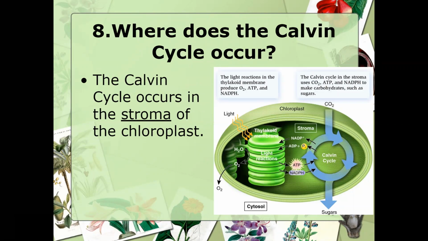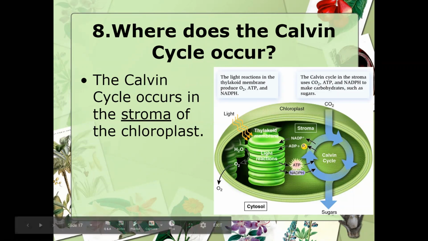So once again, where does the Calvin cycle occur? The Calvin cycle is going to occur in the stroma, or in the liquid part of your chloroplast. So once again, in your granum and your thylakoids, that's where your light reaction is happening. Then in the liquid part surrounding that, that's where your Calvin cycle is happening.